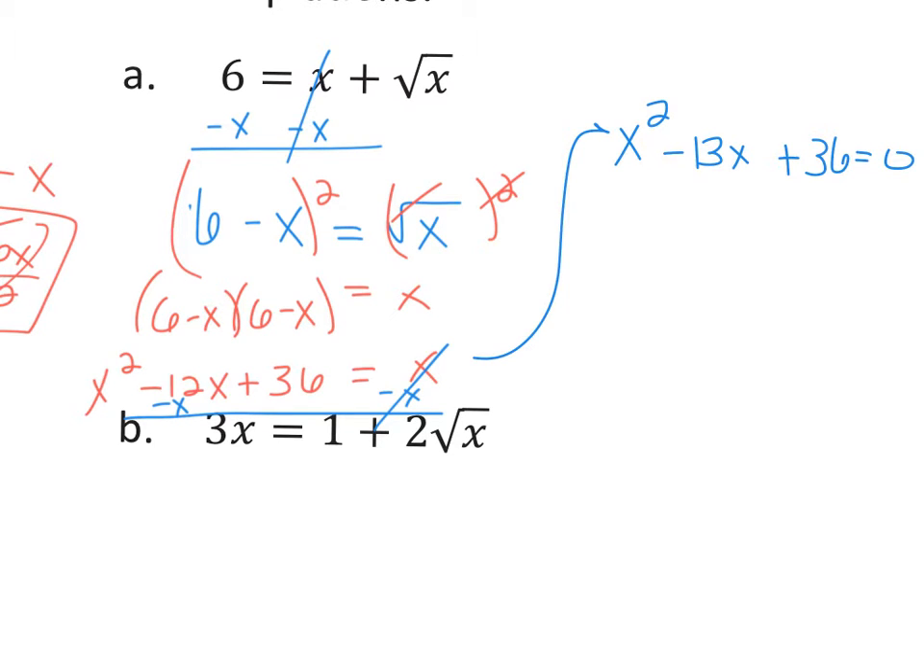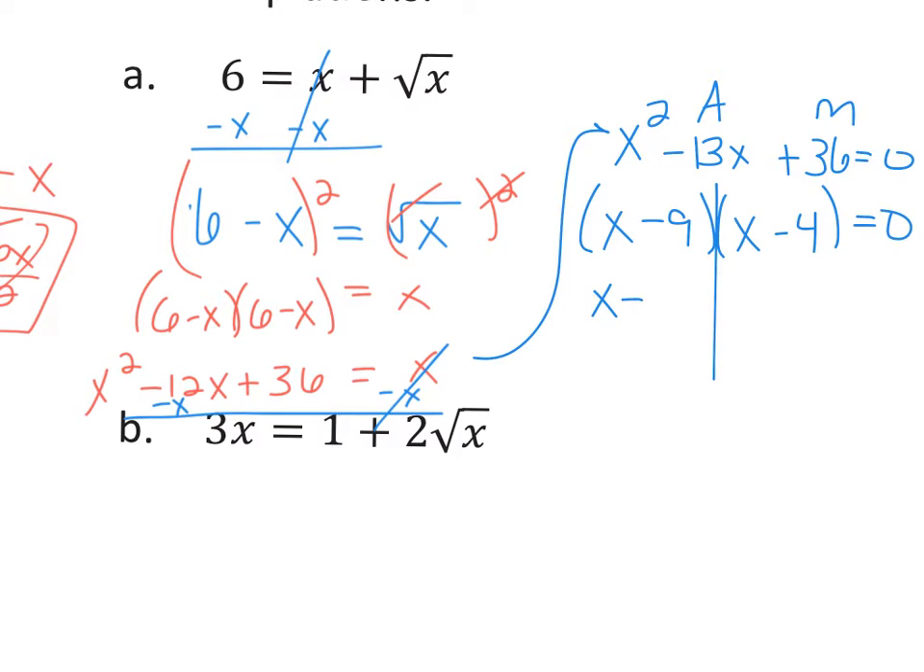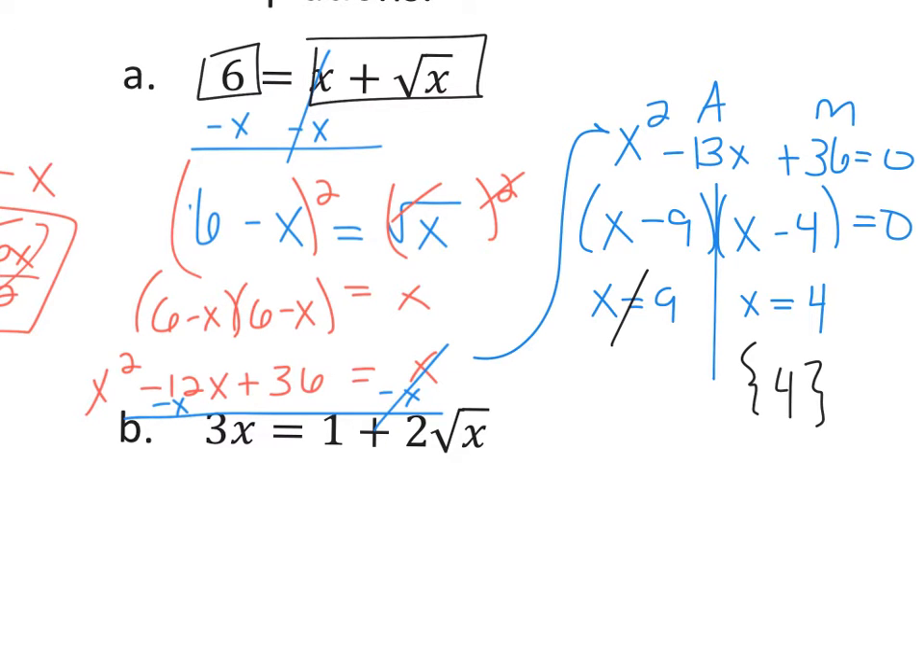And you're going to say to yourself, what are the factors of 36 that add to 13? Because you're going to do AM here. And the answer would be 9 and 4. You're going to get x equals 9 and x equals 4, and you're going to check your answer. You're going to do that by putting this into y1 and this into y2 and looking at the table, and you are going to see that 9 will not work. The y1 and y2 don't match. So you're going to reject that answer and you're going to have just 4.